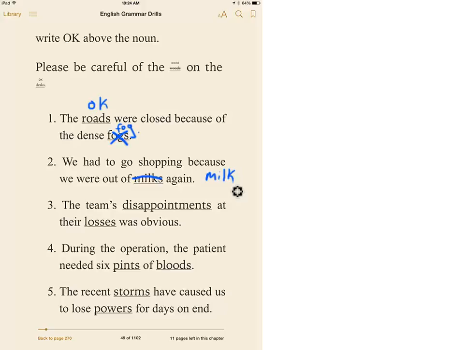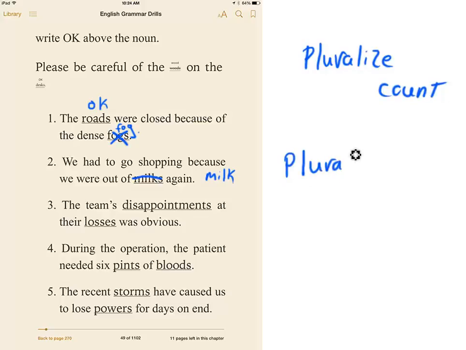But that's very simple. You're distinguishing between count and non-count nouns and pluralizing them properly. So you can pluralize, or make it more than one, count nouns. You cannot pluralize non-count nouns. Okay, so you cannot pluralize non-count nouns. So that's what you're doing here.